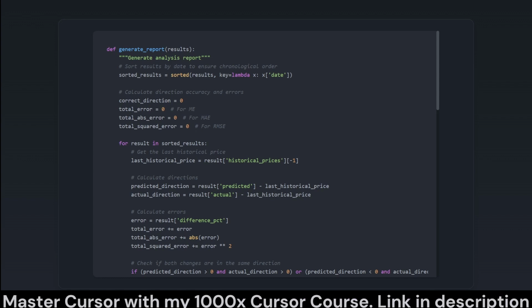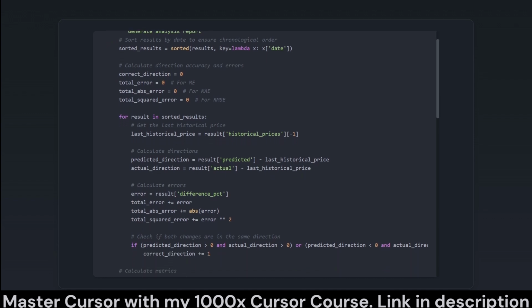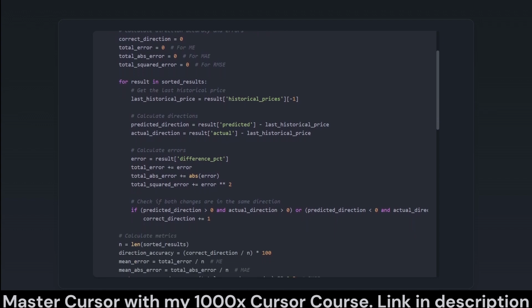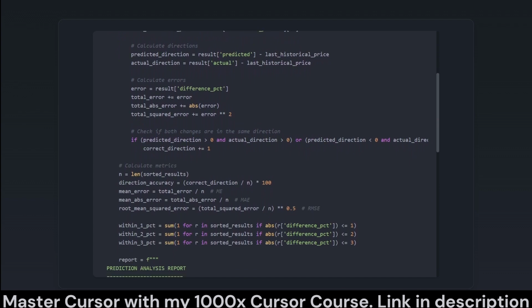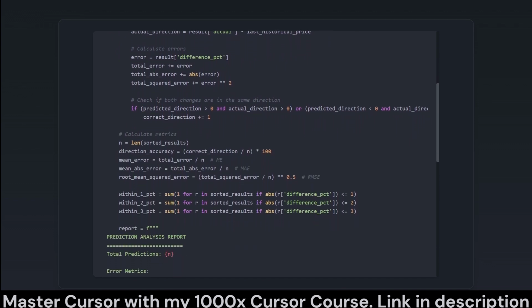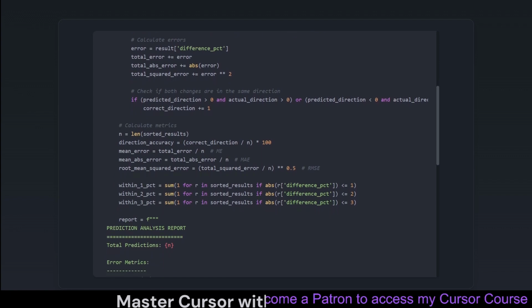They need to be analyzed and reported. That's where the generate report function struts onto the stage, turning raw prediction data into a polished summary of performance. This function collates the predictions, calculates key error and accuracy metrics, like the mean absolute error and direction accuracy, and provides a breakdown of results.